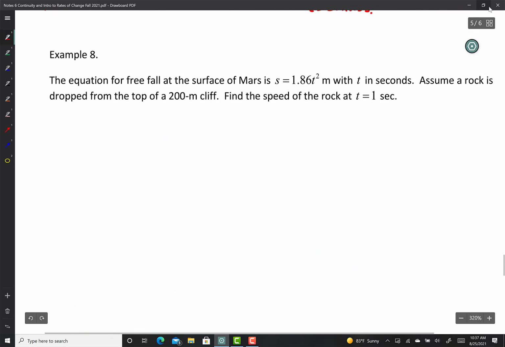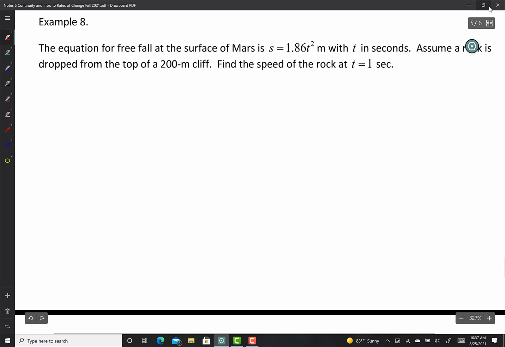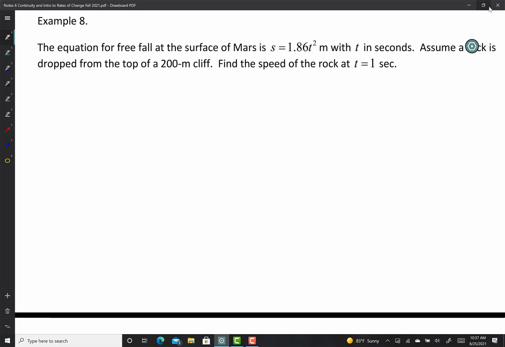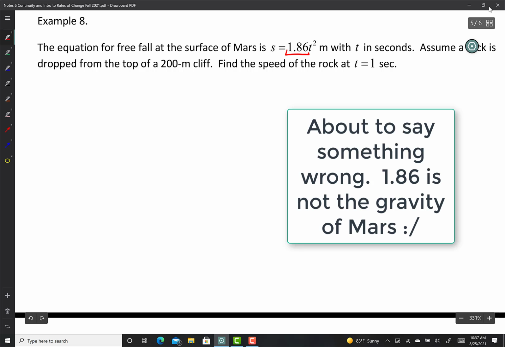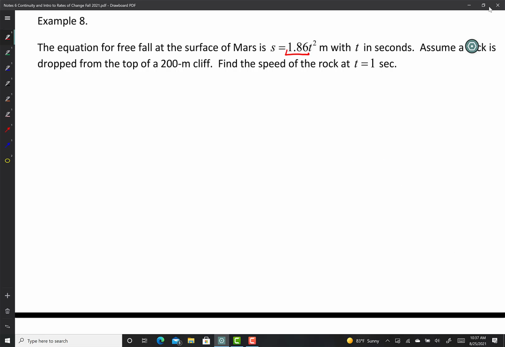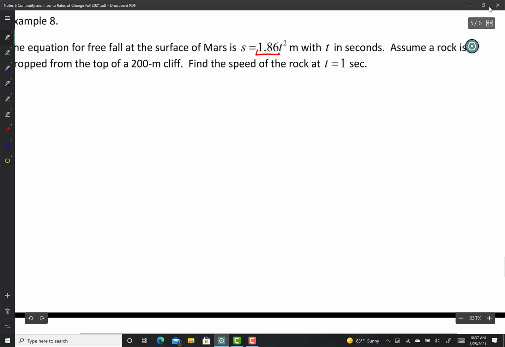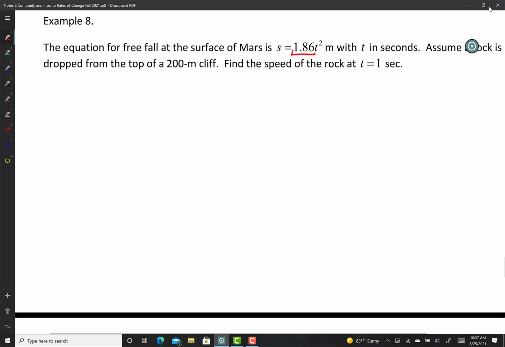All right, check it out, guys. This equation came from somewhere. It didn't make it up. This is on Mars. Take a guess. That 1.86 is the gravitational pull of Mars. Isn't that cool? If you Google the gravity of Mars, you're going to get... You know what? Let's do it real quick. Let's Google it.